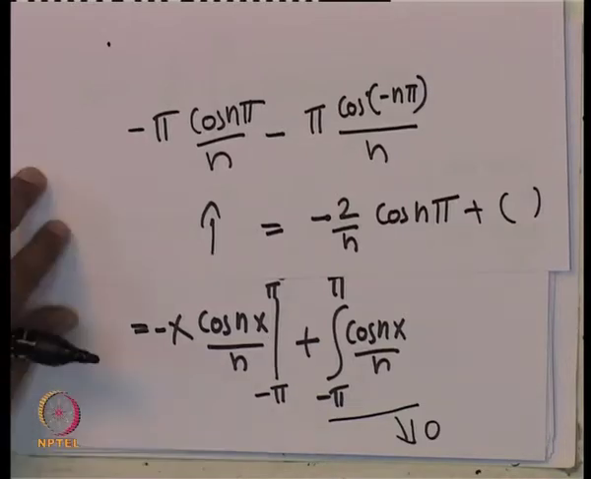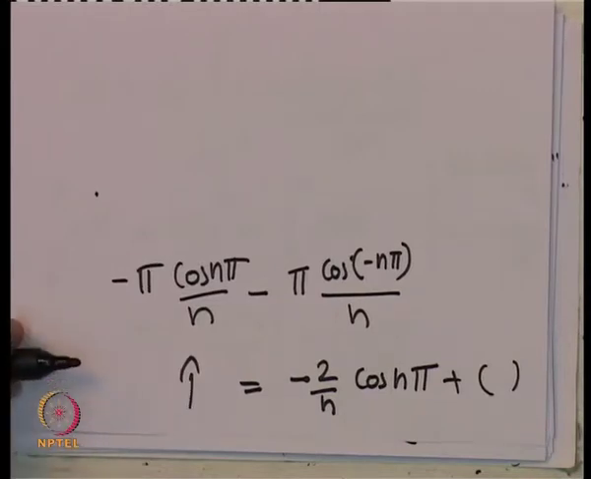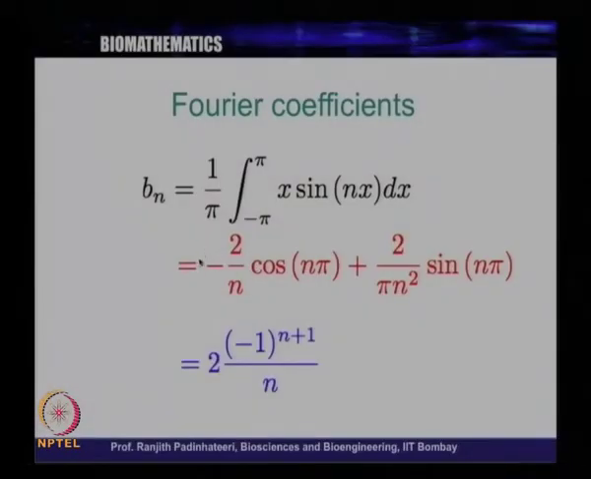plus some term which will essentially become 0. If you do this carefully, essentially what you get is exactly what we wrote here. Look at this slide: b n is defined in this particular way, and then what you get is minus 2 by n cos n pi plus this sin n pi term, which is 0. So, what you essentially get is minus 2 by n cos n pi. Now, this is for n from 1 onwards only, because that is the definition of b n.